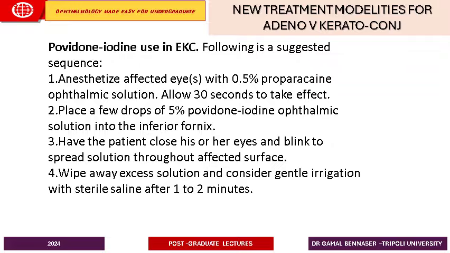And then you place the 5% povidone iodine solution in the inferior fornix, and ask your patient to close his eyes and move right and left so that you will disseminate the povidone iodine solution. After that, you ask him to open his eye and wash thoroughly with normal saline for 1 or 2 minutes. This will decrease the virus load and decrease the virus shedding, and will hasten the improvement of the symptoms of the patients of adenoviral conjunctivitis.